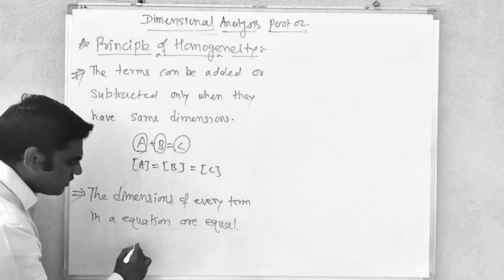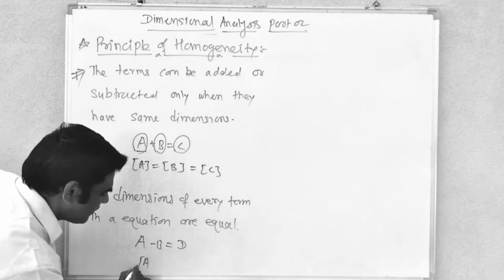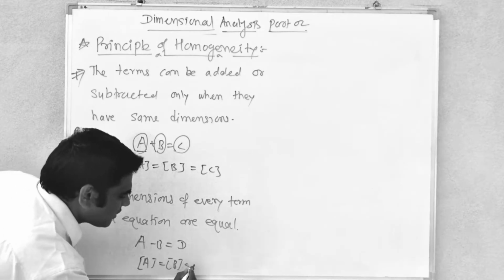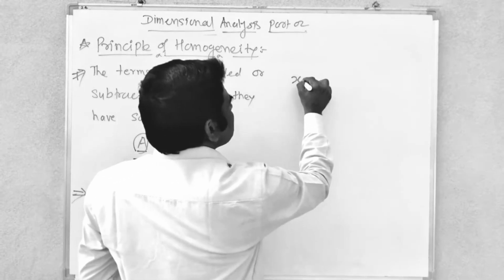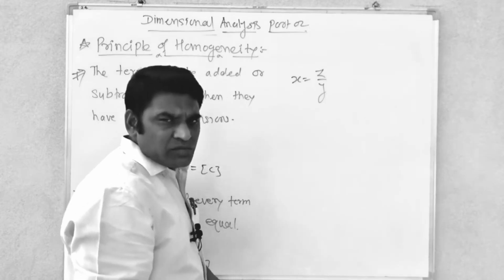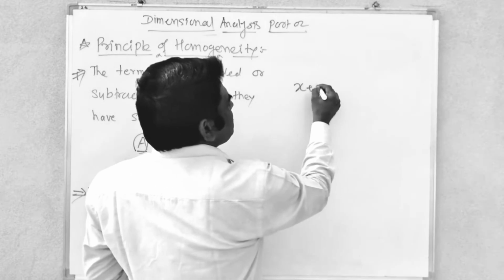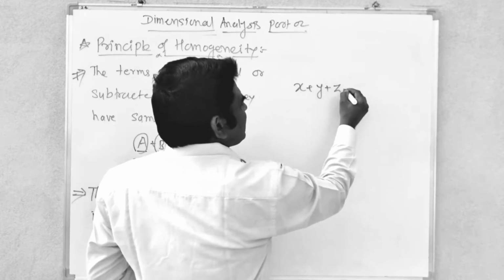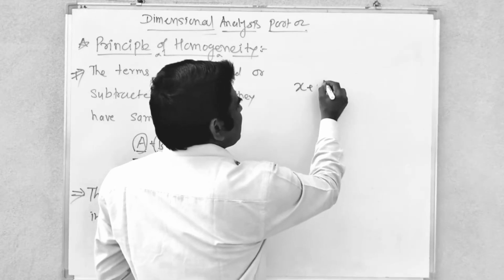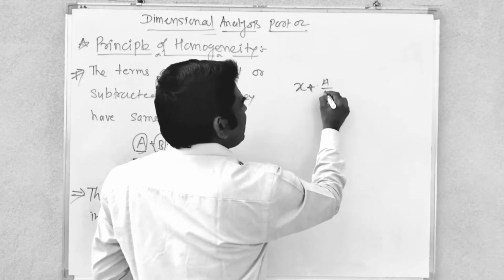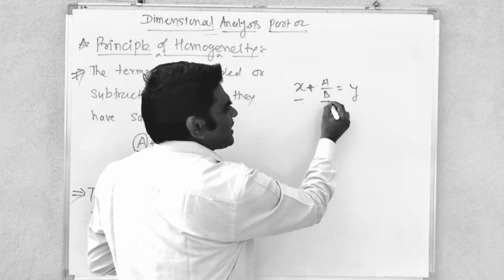Okay. So if A minus B is equal to C or D, then the dimension of A is equal to the dimension of B is equal to the dimension of D. Or suppose one example: x is equal to z by y. Or x plus y plus z is equal to, let us say, A by B, dimension x plus A by B is equal to y. So this is one term, this is another term, this is the third term.